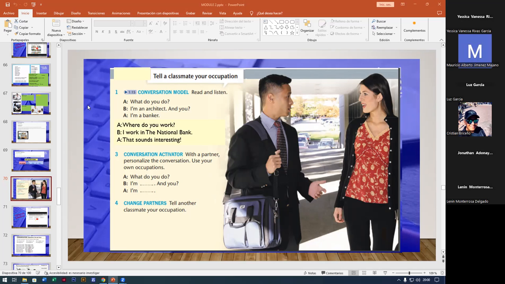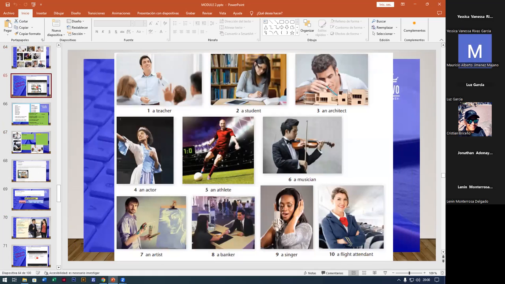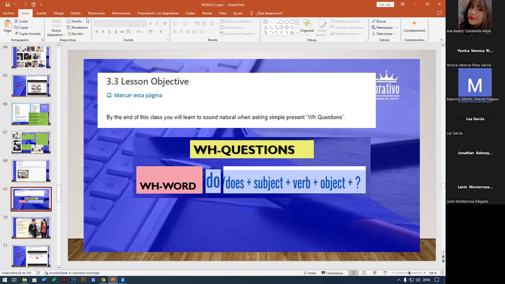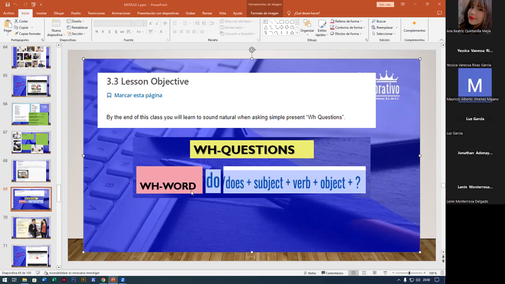Okay, let's continue. Remember that yesterday we were with the occupations, investigating also the places where you work, what you do, or what your job is. And we saw the different jobs and occupations. Now, as we know, we also have the WH questions. In the WH questions, the formula is WH words. And in simple present, it's necessary to use the auxiliary do or does. It depends on the subject, right?